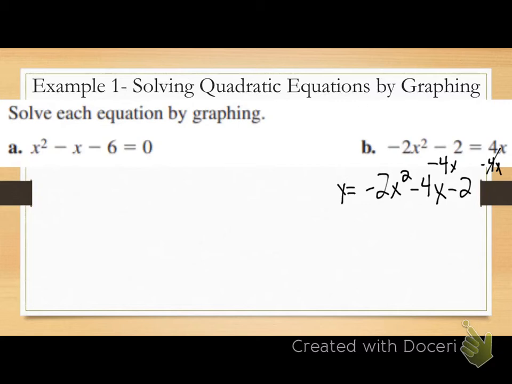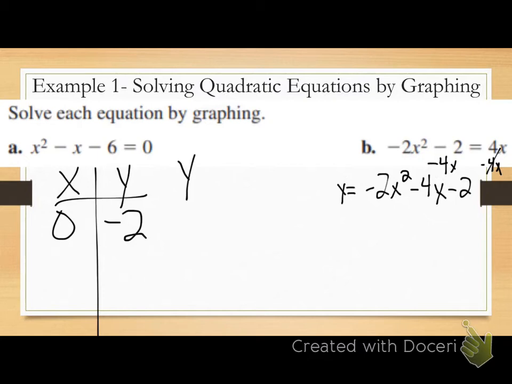What's a good number to always plug in? 0. If I plug in 0, what's 0 squared? 0. Negative 2 times 0? 0. Negative 4 times 0? 0. So what's 0 minus 0? 0. And then 0 minus 2. Negative 2. Did everyone follow along with me just there, or do I need to write it down?